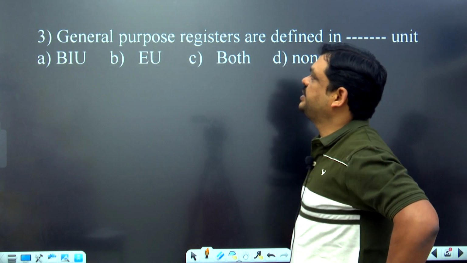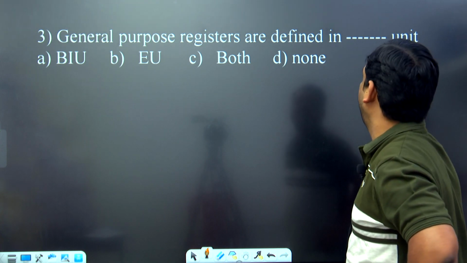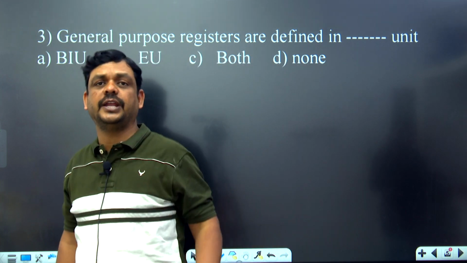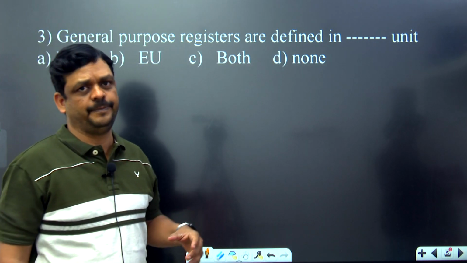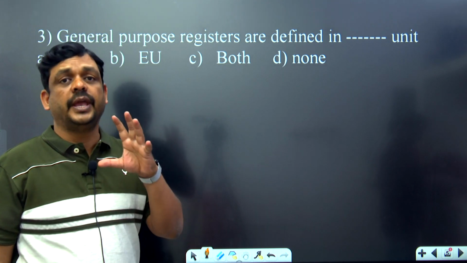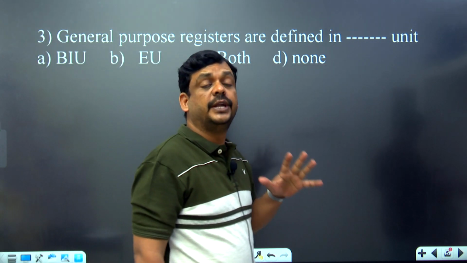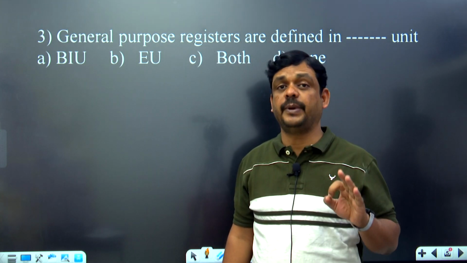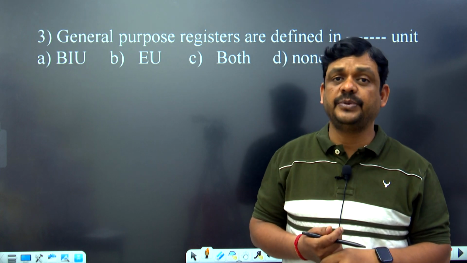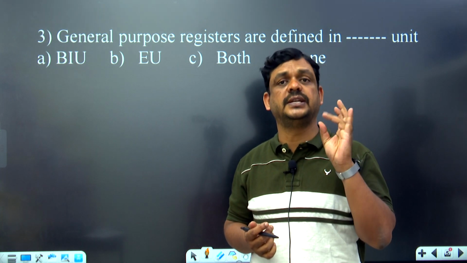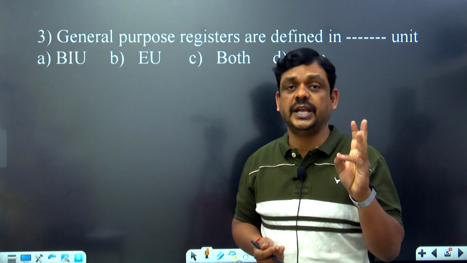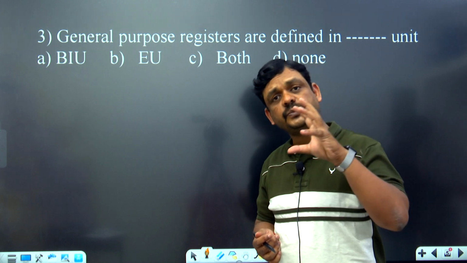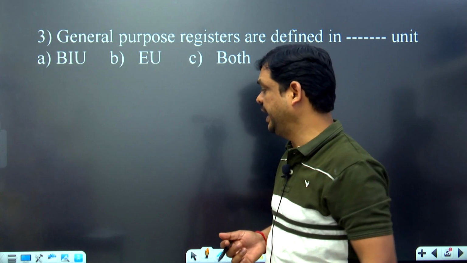Yeah, another question from the microprocessor concept. General purpose registers are defined in dash unit. Yes, go through the block diagram of the 8086 microprocessor. Execution unit has to perform decode and execution operations. To perform that, it requires general purpose registers, right? So general purpose registers AX, BX, CX, DX and source index, destination index, base pointer, stack pointer, all these are defined in the execution unit, right?